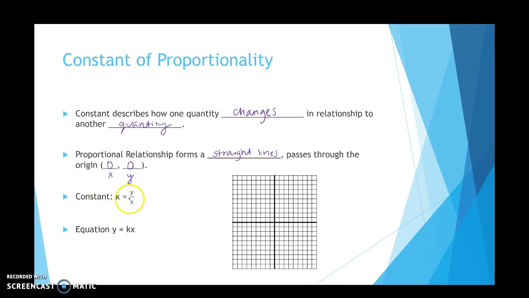So the constant k equals y over x, and you will see this on your formula chart as constant of proportionality, k equals y over x, and the equation is y equals kx. Let me give you a couple examples of a line that represents constant of proportionality. We could have one that goes like this, or like this. I'm doing the best that I can with straight, but let's pretend they're all straight. Any of these that are a straight line and go through the origin would be representative of a constant relationship.